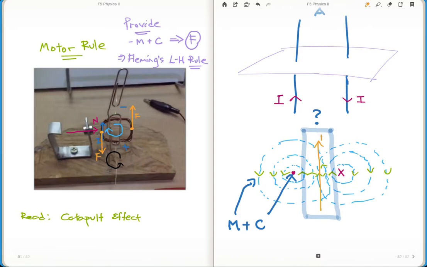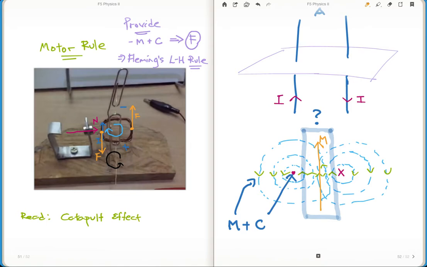I would label it as B, the magnetic field. Its unit is Tesla. Magnetic field unit is Tesla, and B is the symbol. Since we didn't do mutual induction, I'll make M the magnetic field.